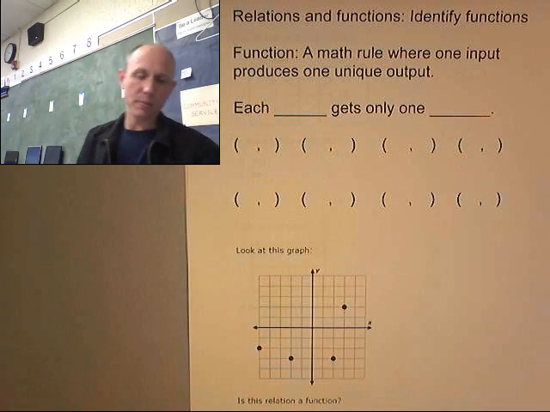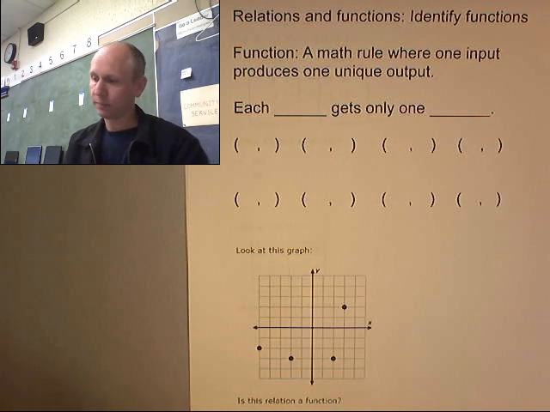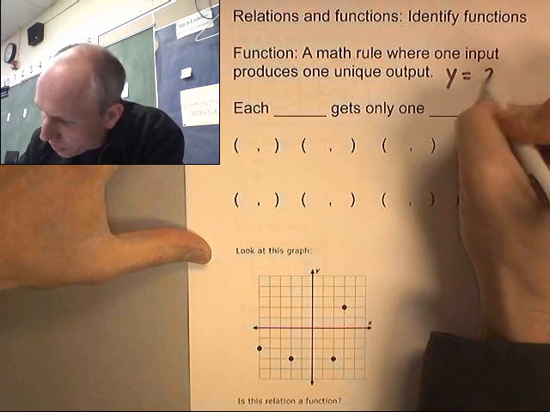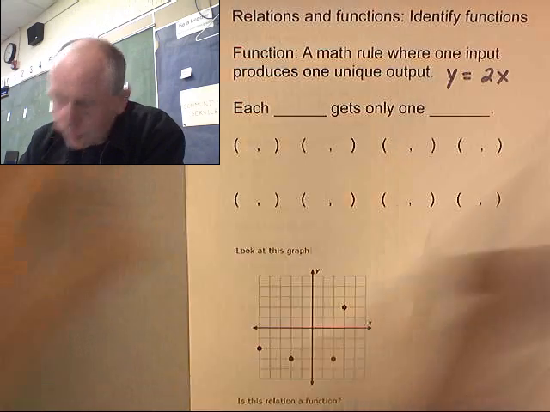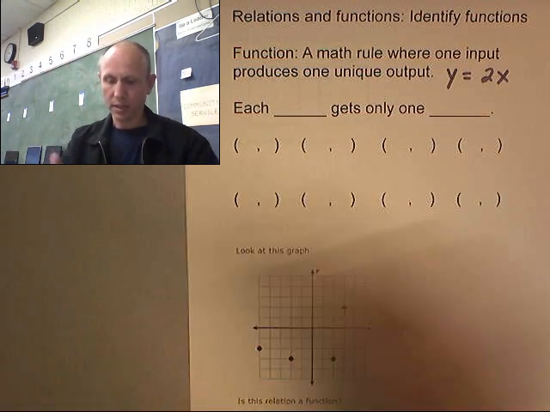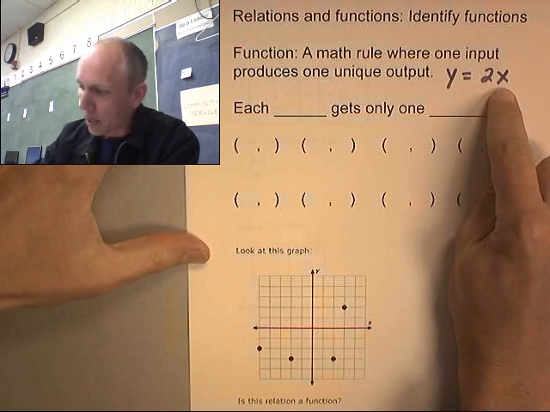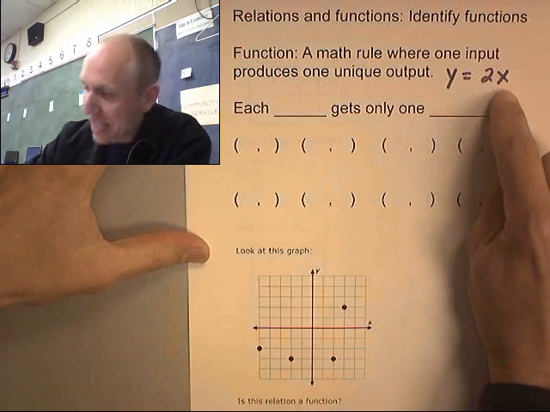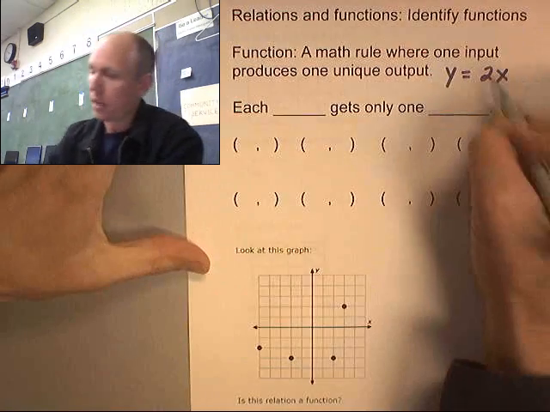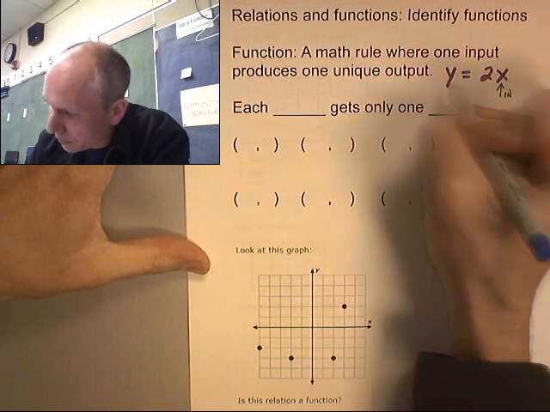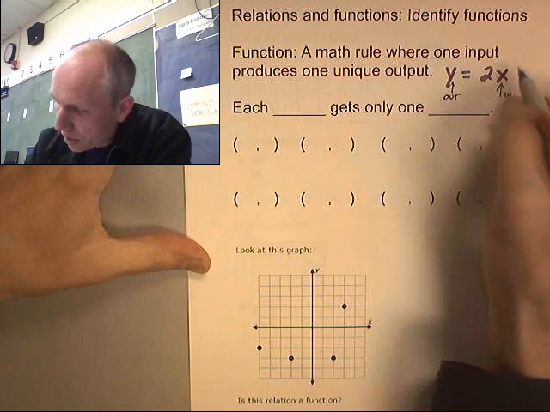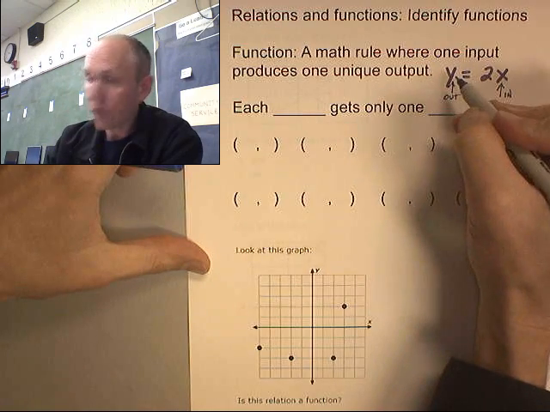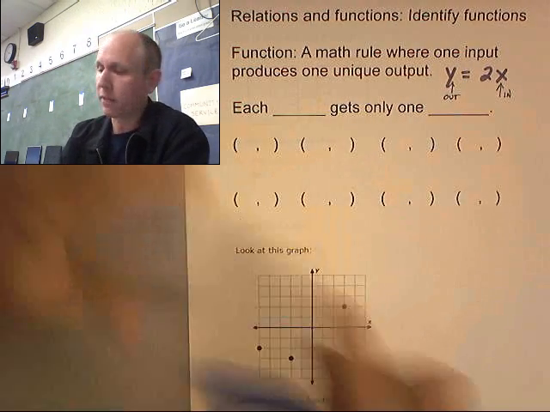Here's an example of a really basic function. Something like this: y equals 2x. If I put in a 1, 2 times 1, out comes a 2. If I put in a 2, out comes a 4. If I put in an 8, out comes a 16. This is a really basic function.